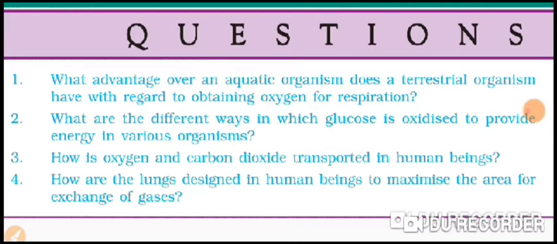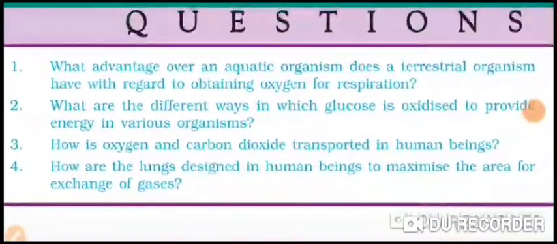What advantage over an aquatic organism does a terrestrial one have when it comes to obtaining oxygen for respiration? If you remember, while discussing this in the previous video, I already explained that the oxygen dissolved in water is at a lesser rate, and hence aquatic organisms will have to make more effort. So their respiratory rate will be higher than that of the terrestrial animal. That is the answer to the first question.